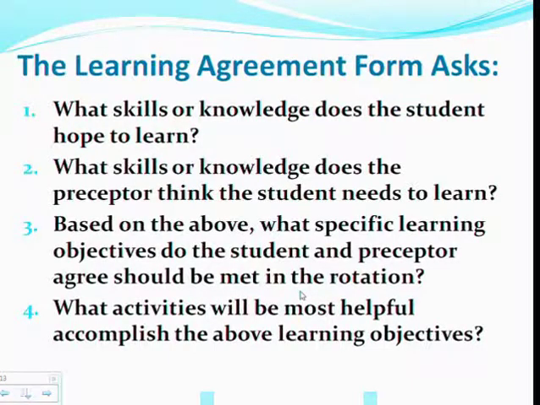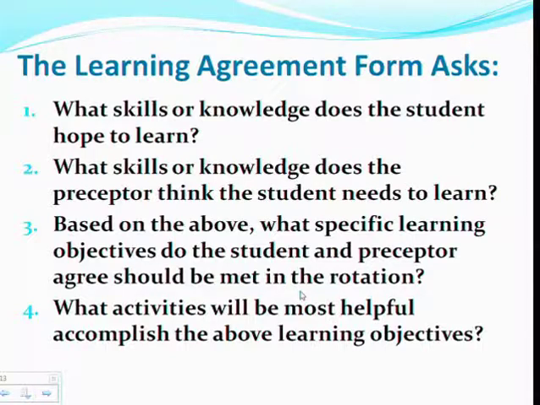The learning agreement form asks some specific questions. There will be a section that will ask what skills or knowledge the student hopes to learn. Sometimes the student will have already filled in this section. If so, just review it so that you have a better idea of what the student hopes to gain from the rotation. The second section will ask what things you think the student needs to learn.